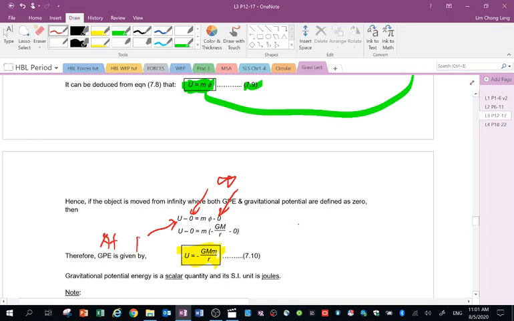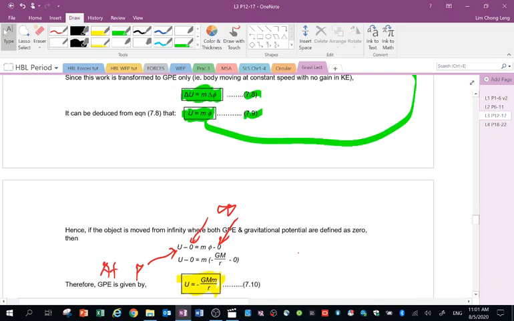One of them is at infinity, the other one is at P. So you have four equations here. Can you see you have four equations? Equations 7.8, 7.9, 7.10, and then here I write down for you 7.7, which is actually φ equals minus GM over r. Okay, you have to memorize these four equations. One, two, three, four. Memorize these four equations because we are going to apply them again and again.